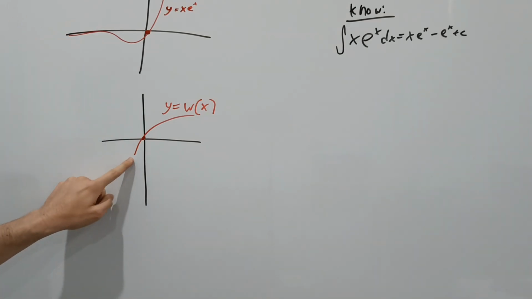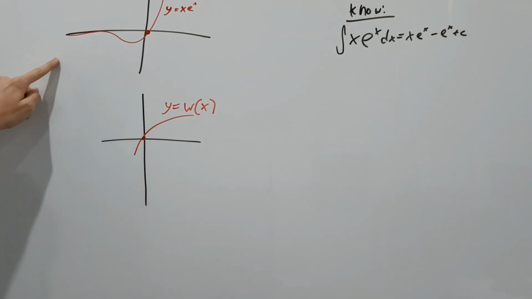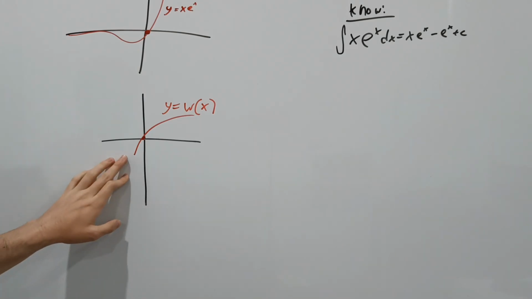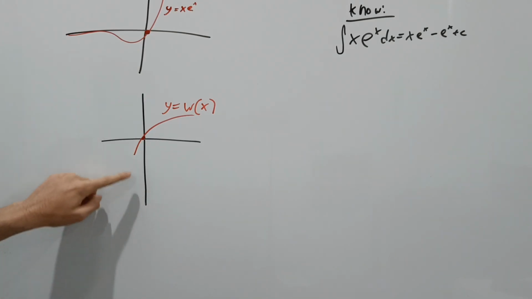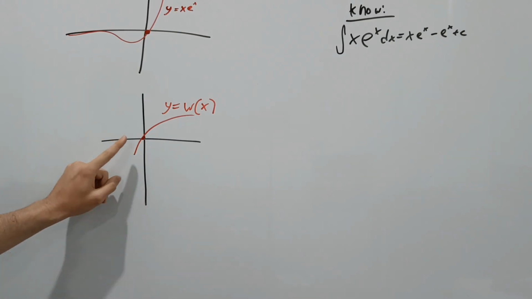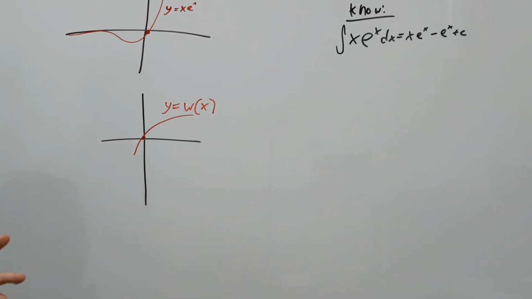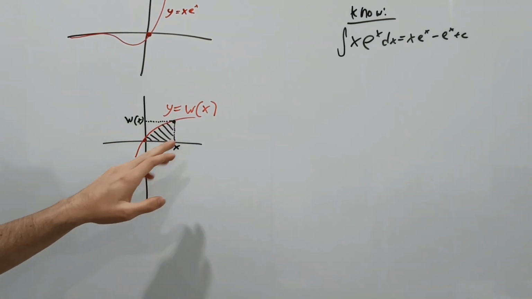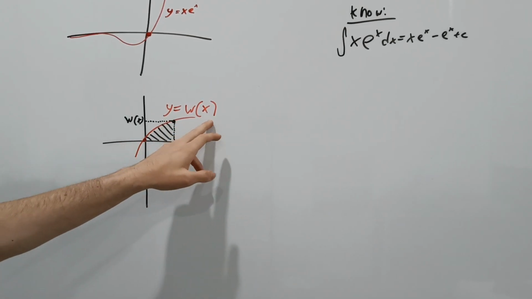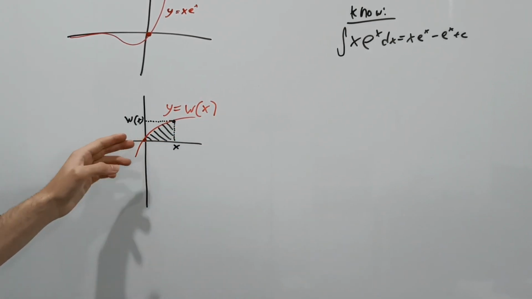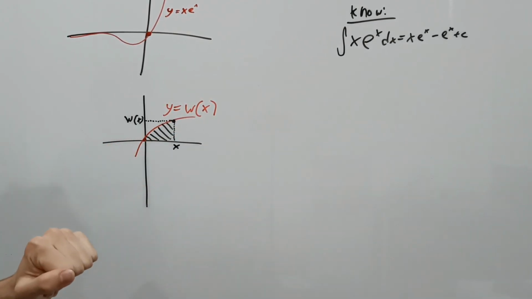You may notice that it stops right here, even though this graph continues forever, because if we continue here, we'll have two values for one x value, which is not allowed in inverse functions. So this is what we want. From the graph y equals W of x, we want to find an expression for this area under the graph.